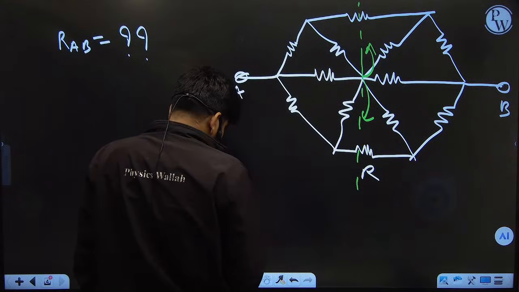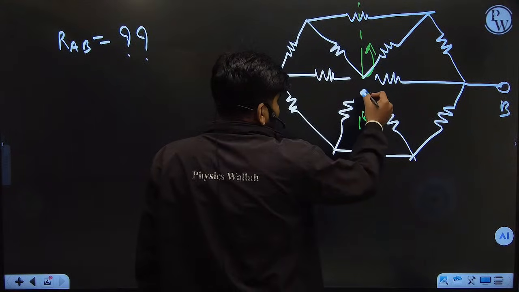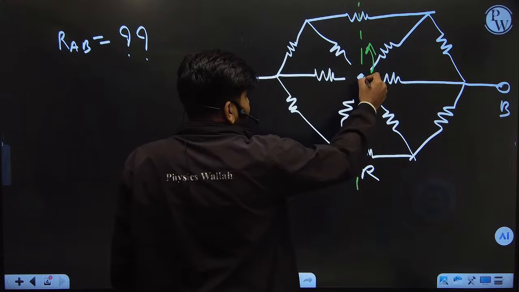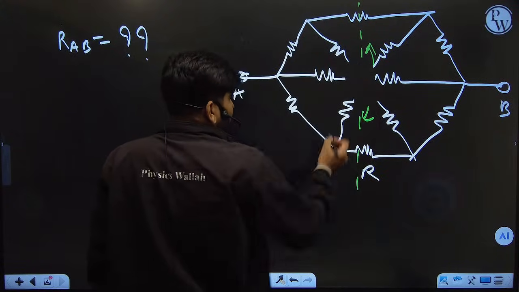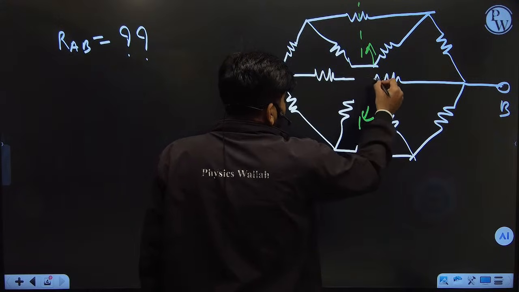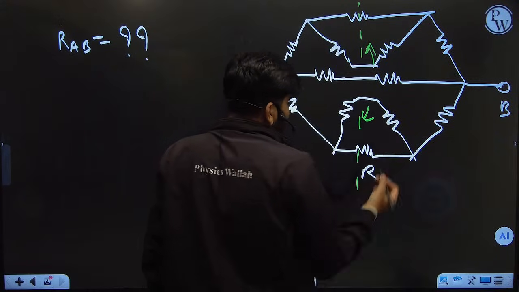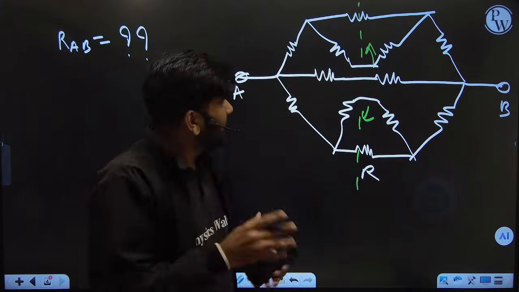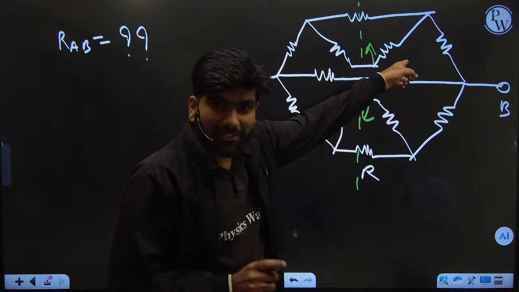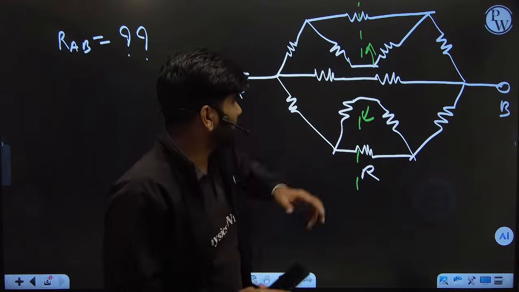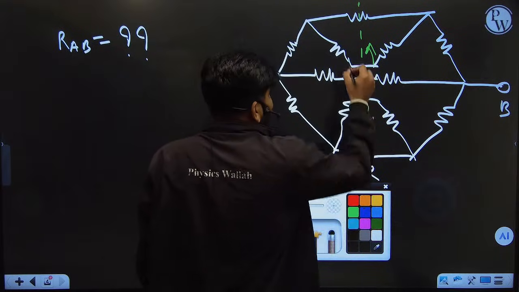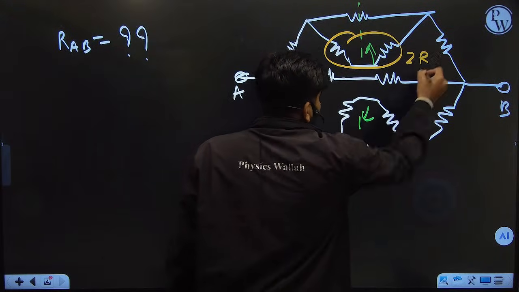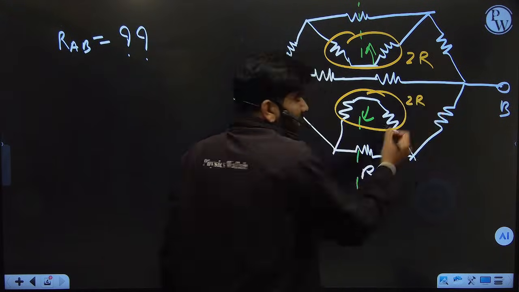Instead of drawing, I will just show it here to save some time. The circuit is going to look something like this. We are breaking away the symmetrical junction. This is how the circuit will look. Now see, R and R in series give 2R. So I will write here these two being 2R, and due to symmetry, these two being 2R as well.